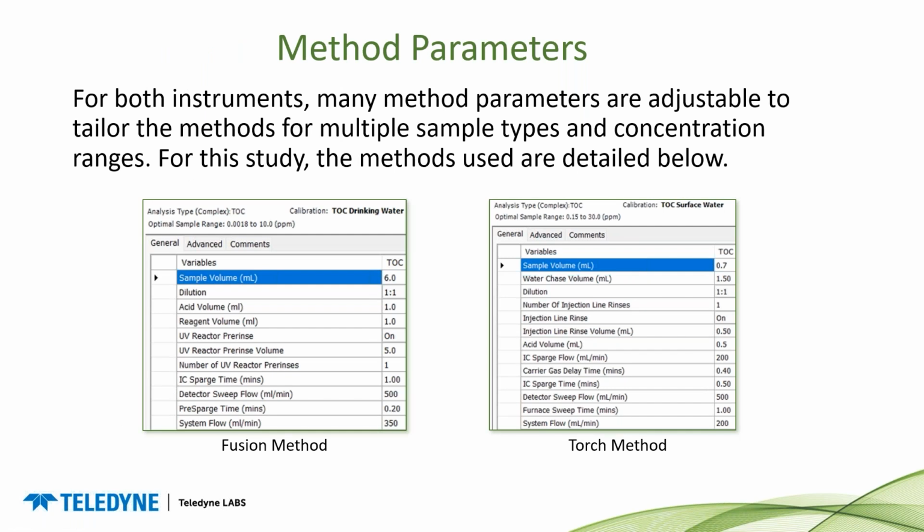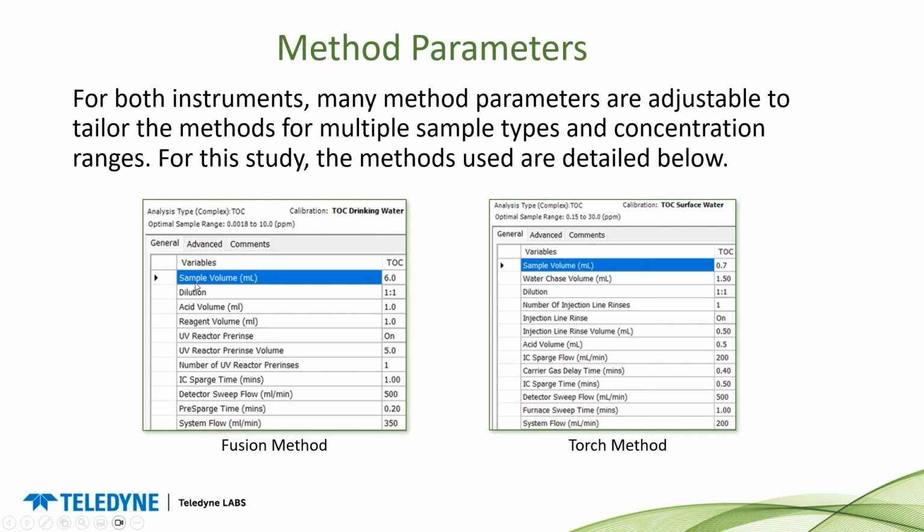For both the Fusion and the Torch, many method parameters are adjustable to modify the methods for particular sample types and concentration ranges. For this study, the methods used are detailed here. So for the Fusion method on the left, I used a sample volume of 6 milliliters that obviously is adjustable, and then that will give you your optimal sample range as that's changed. If you put in more sample, you've got a lower optimal range.